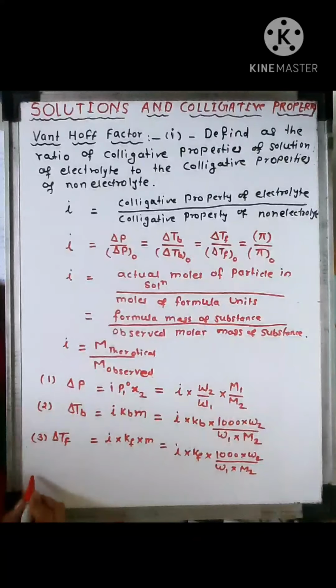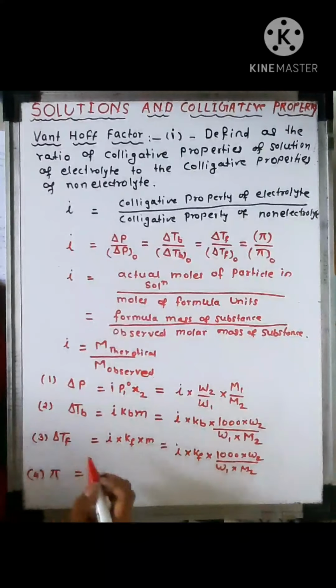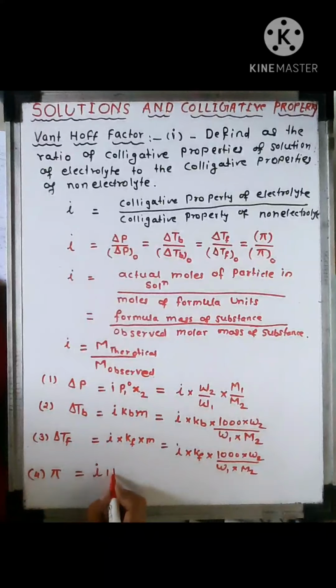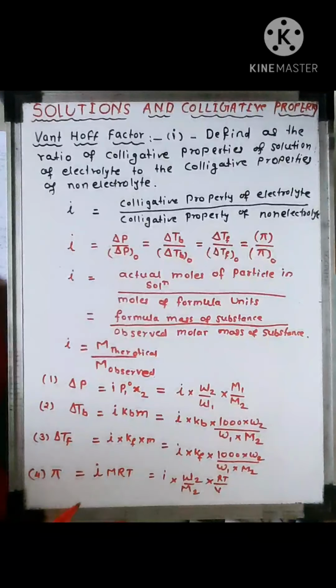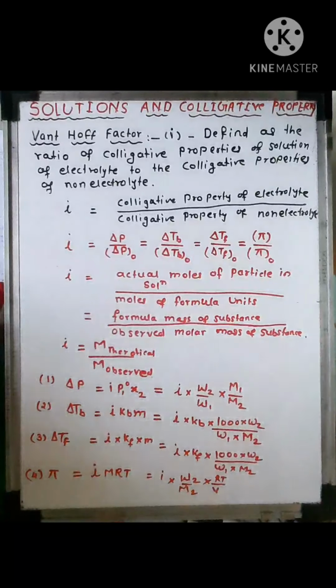And the fourth property is osmotic pressure, that is pi. Pi is equal to MRT, and in terms of Van 't Hoff factor, that is IMRT. IMRT is equal to I into W2 upon M2 into RT upon V. And these are the four modifications of expressions of colligative properties.